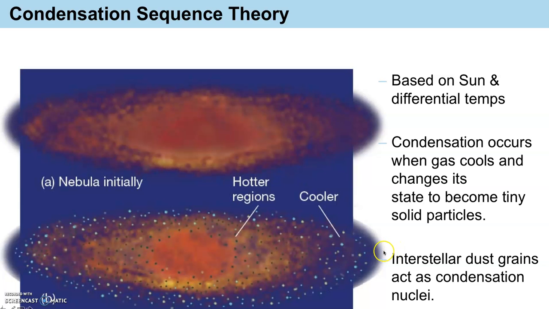So we talk about condensation as having these dust particles attract elements and compounds that can condense on the specks of dust. Condensation occurs when a gas cools and changes its state from gas to liquid and to solid, these three phase changes, to become tiny solid particles.